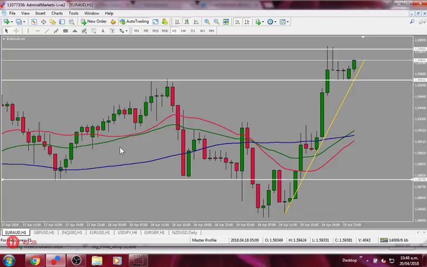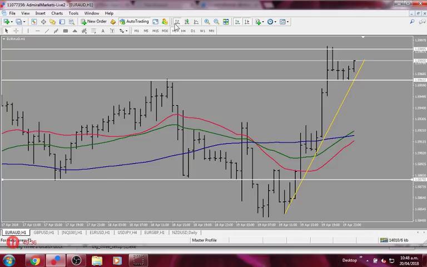Yeah, that's right. I think Rob, that was Heiken-Ashi candlesticks on that image, which are just simply here. By clicking on that option up here, you get those.